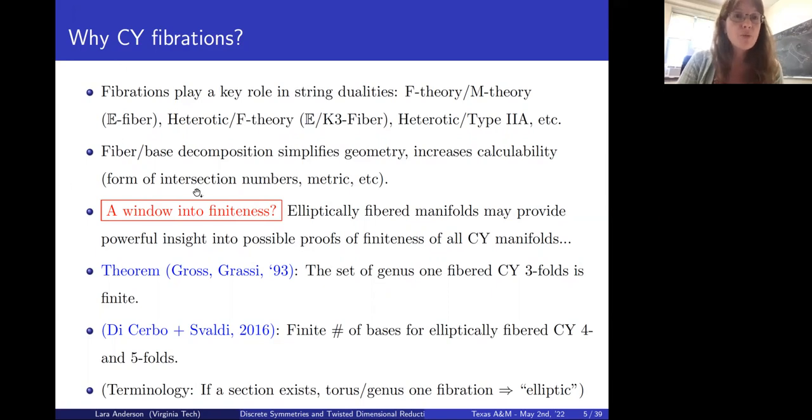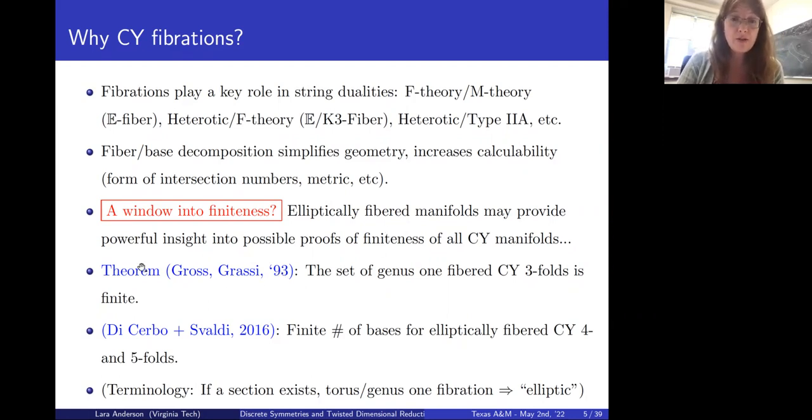So a lot of topological properties of the manifold become easier. The form of the metric is easier if you know it's a fiber, if it has a fibration structure. And in the context of Calabi-Yaus in particular, this can provide a powerful window into finiteness. So it is actually understood that elliptically fibered Calabi-Yau manifolds are finite.